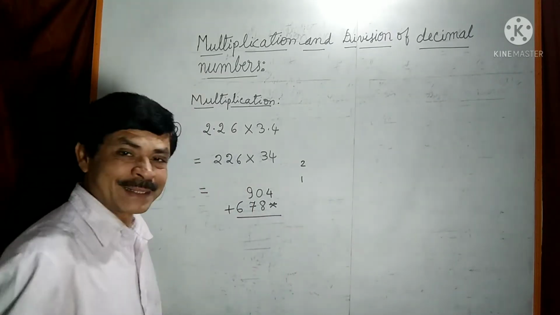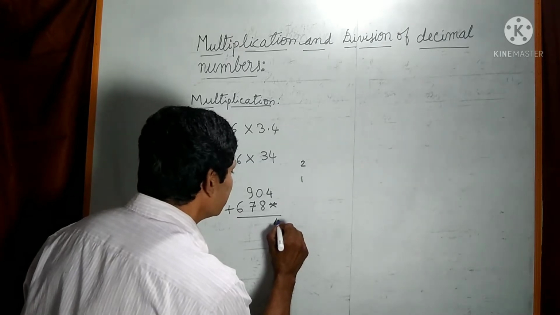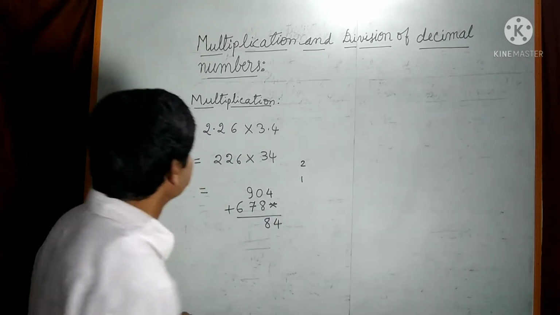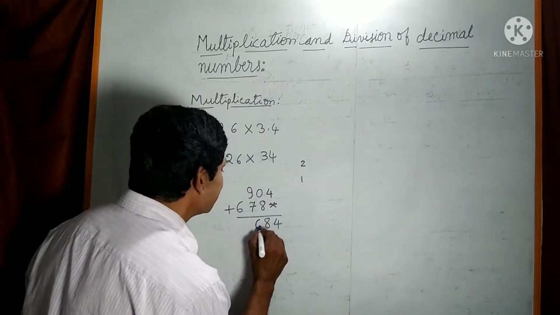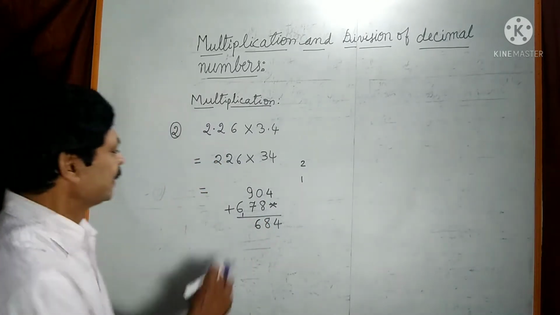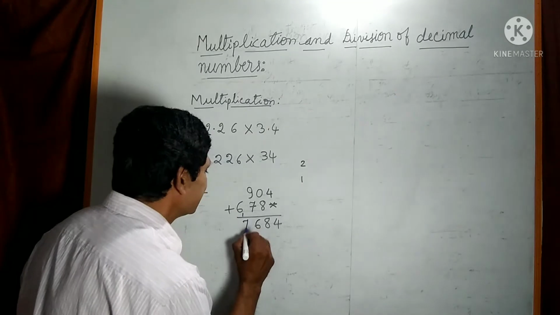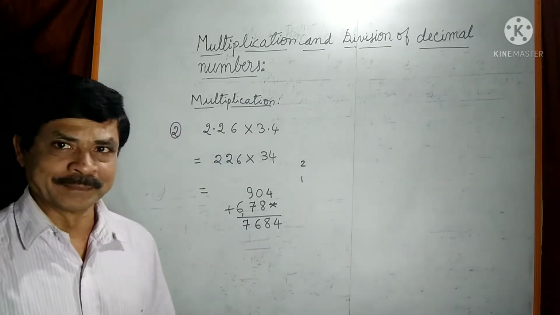Now we will add the two numbers. 4, 8, 9 plus 7, 16, carry 1, 6 plus 1, 7.